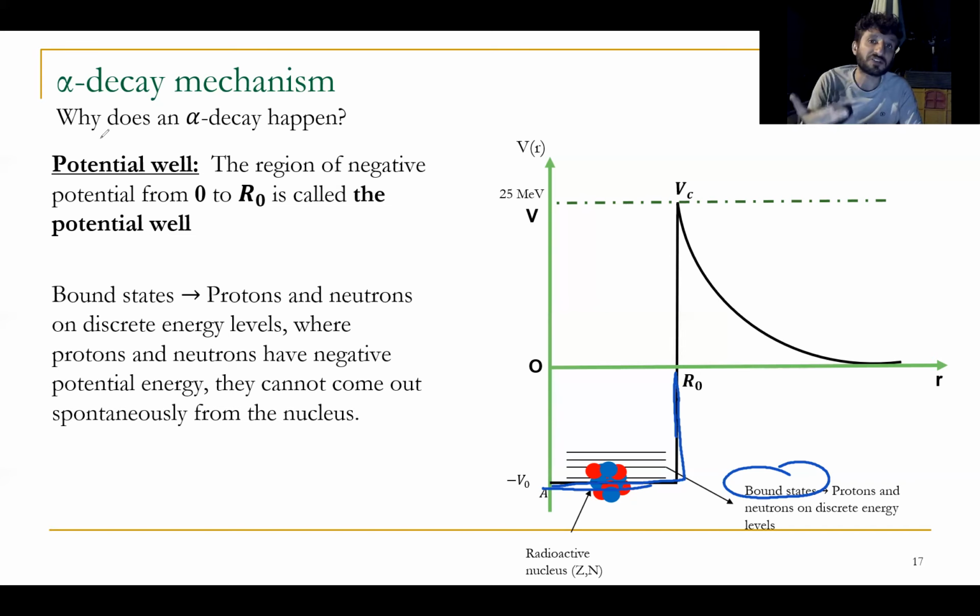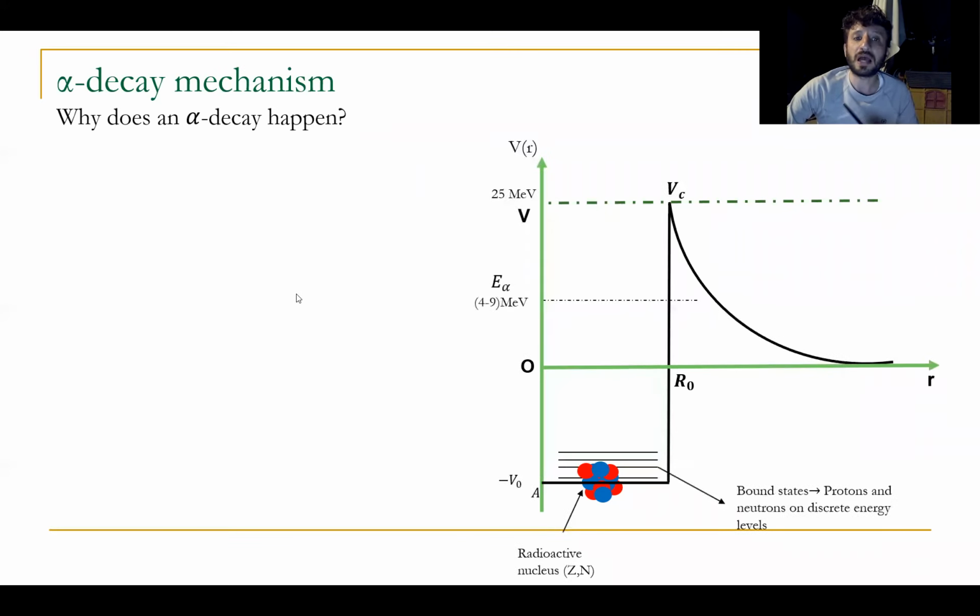When we have a positive value of potential energy, we talk about the alpha particle in the next slide, and here we have to talk about the probability of emission of an alpha particle. So now in the potential well, we have the distribution of protons and neutrons on the bound states. And now we can talk about the formation of the alpha particle.